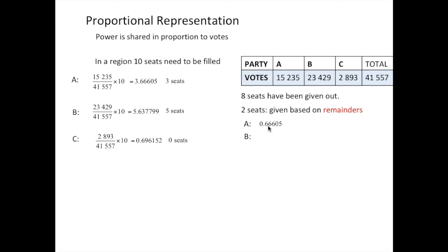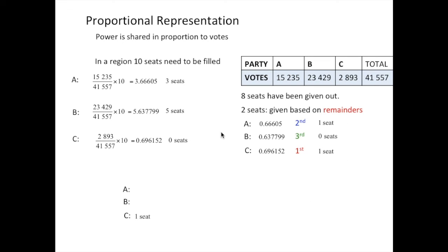A has 0.66605 as the remainder, B has 0.637799, and C has 0.696152. So C is going to win. So they're going to get a seat. A is going to get the next seat. Then we're done. We're out of seats. We only had 2 seats to give out. We're done. So B gets 0 extra seats.